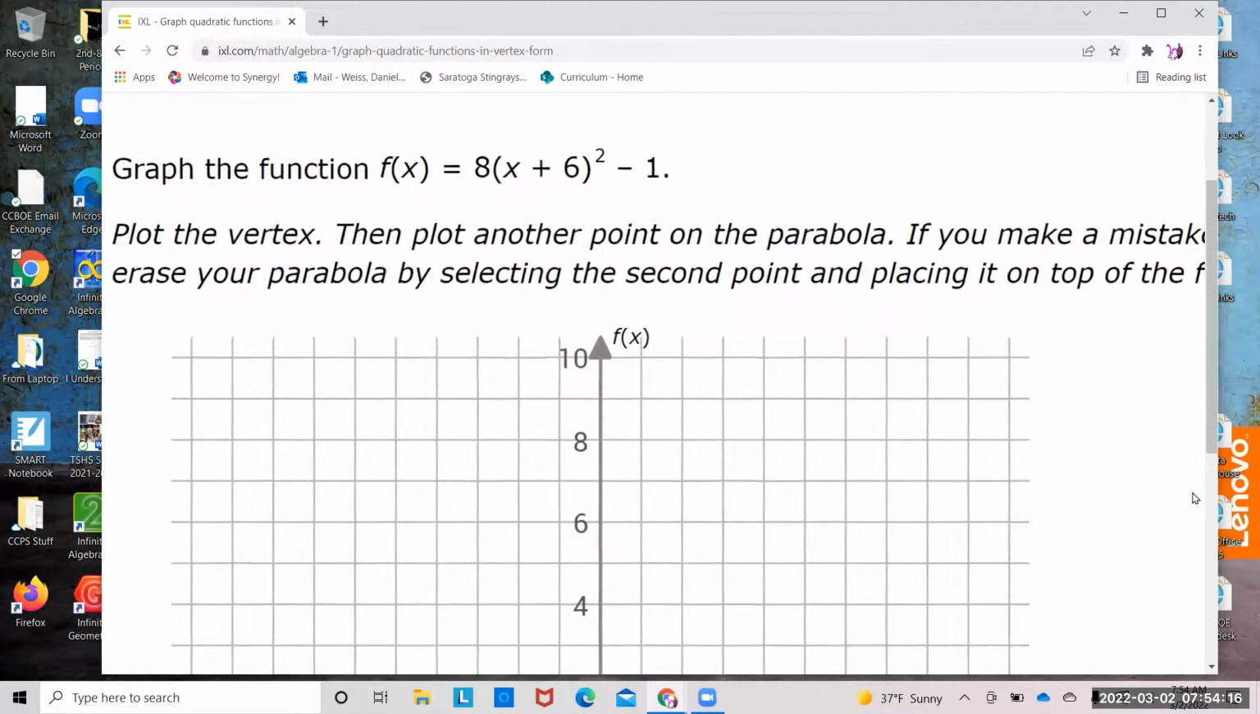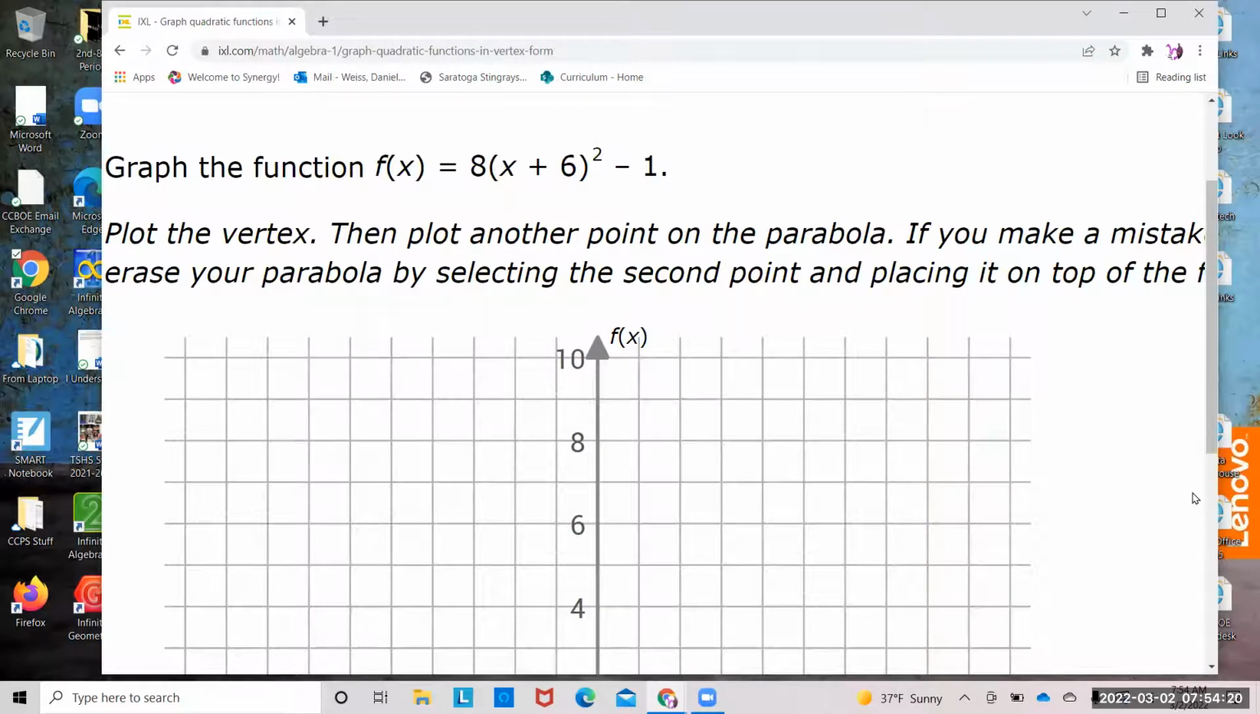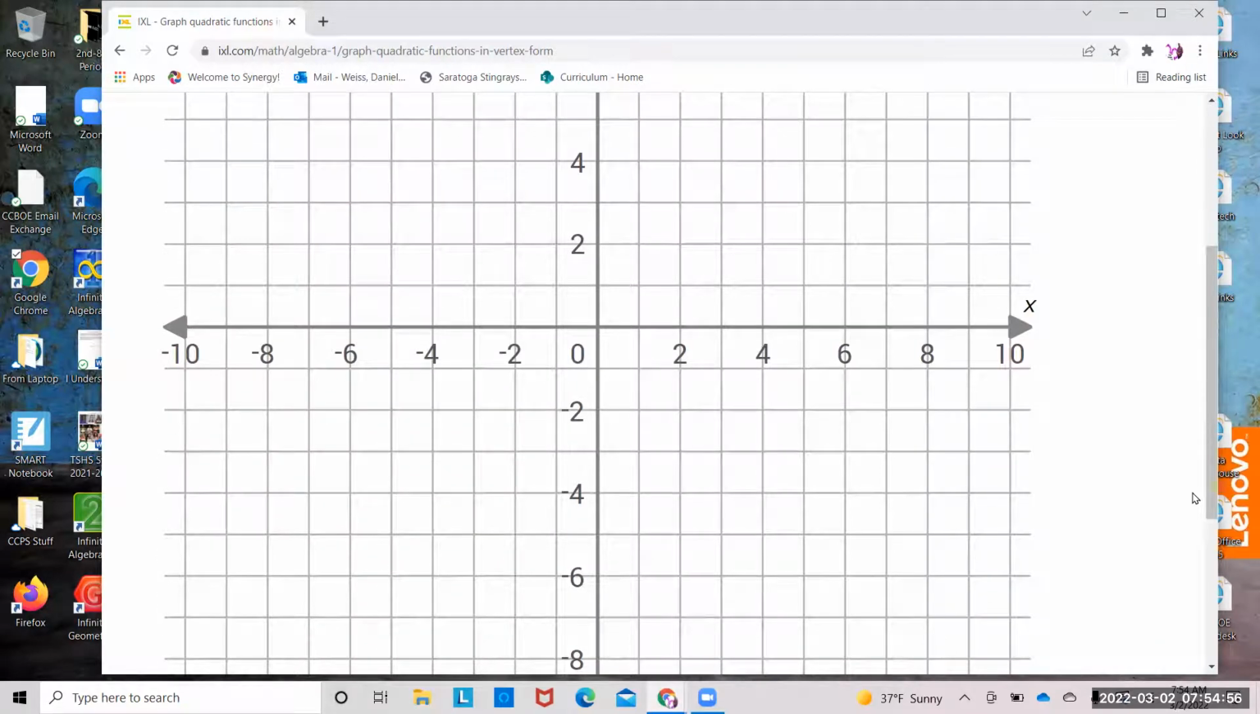Woo, look at this hard-looking one. Okay. Here's x plus 6. Where am I going to start to make this 0? Negative 6, right? Negative 6 plus 6 is 0. 0 squared is 0. 8 times 0 is 0. Well, what's 0 minus 1? Negative 1, right? So at negative 6, I'm going to go to negative 1. Negative 1 is right here. Negative 6, negative 1. Can I please have a nod if you understand what just happened there?